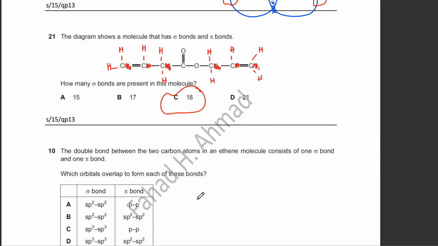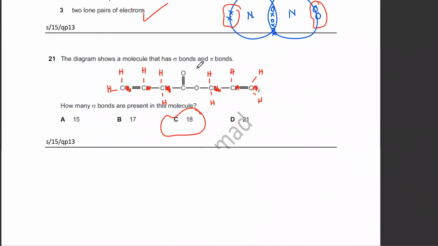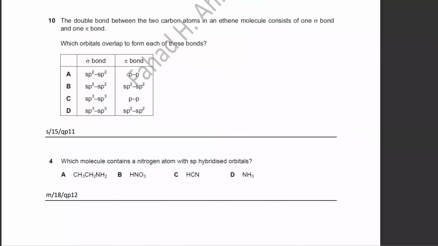Yes, sir. So the next one, it's about ethene again. It says it consists of one sigma and one pi bond. Which orbitals overlap to form each of these bonds? I told you that we just drew this somewhere, so let's draw this again. Remember, when carbon is bonded to 3 atoms, that means it is sp2 hybridized.